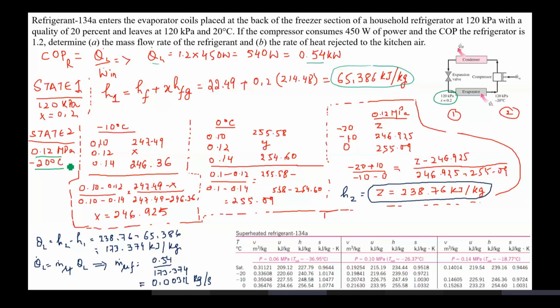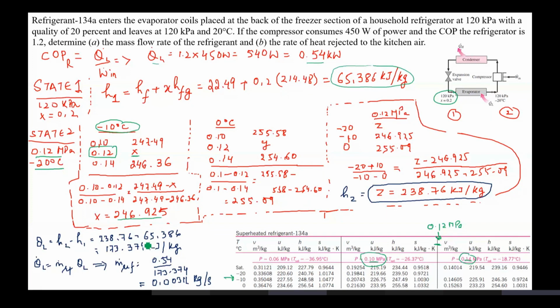Yes. But you don't have a table for 0.12 megapascal. It is in between 0.10 and 0.14. Clear? Okay sir. So what you did was you took the temperature minus 10 degrees centigrade, and using 0.10 and 0.14 you found out the middle value for minus 10 degrees centigrade. So for minus 10 degrees centigrade you found the enthalpy value at 0.12 megapascal, which is 246.925.